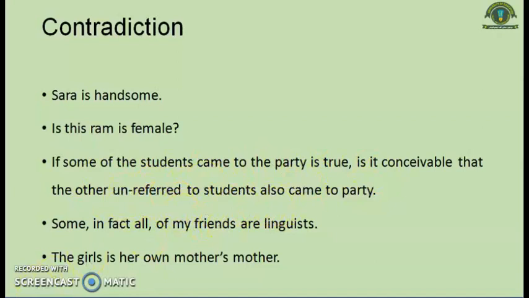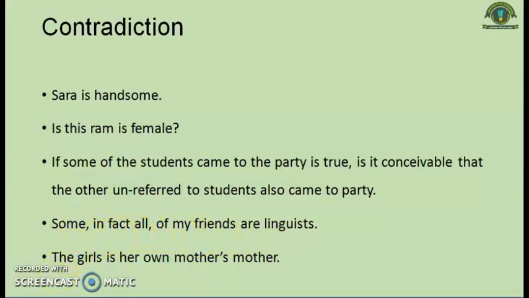In the next example, some, in fact all, of my friends are linguists. So this is also an example of contradiction because here it is mentioned that some, and in the meanwhile it is also mentioned that in fact all. So if some or all, they both are contradictory to each other. Either some of my friends are linguists or all of my friends are linguists. So one of the statements can be true, but if both are considered at the same time, one must be false.